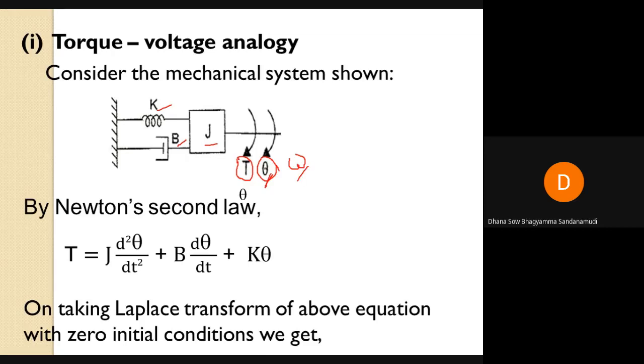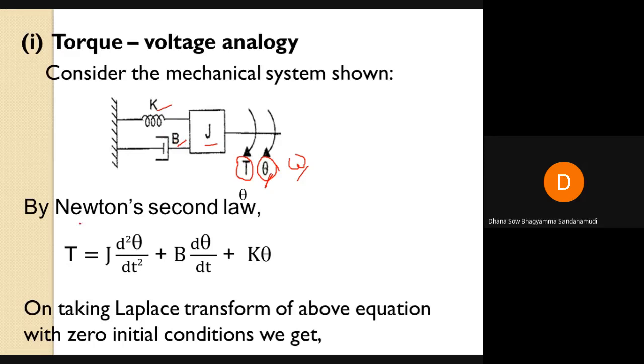So when torque is applied, this acts as the input, and the output will be the torque due to the moment of inertia, the torque due to friction, and the torque due to elasticity.